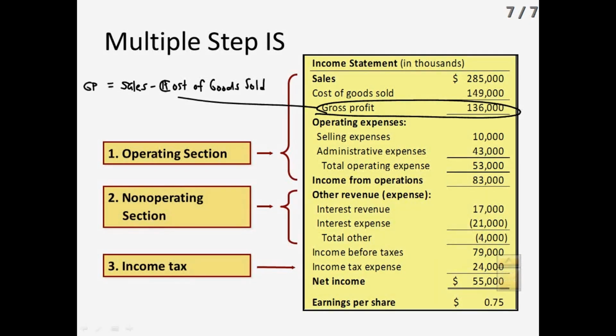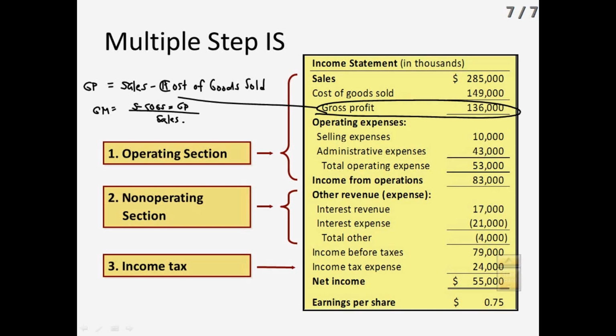So that's gross profit. Gross margin just takes gross profit, sales minus cost of goods sold, and divides by sales. Gross margin tells you for every dollar of sales you make, here's how much it costs just to make the product, or just to have the product.